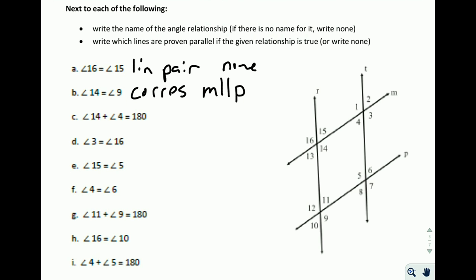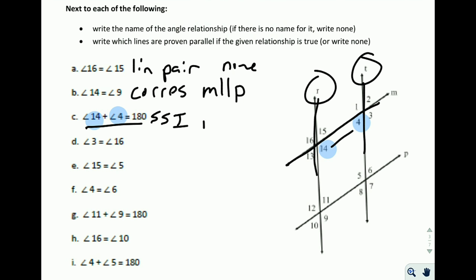The third set of angles here we have is 14 and 4, and we have 14 and 4 right here. Those two are on the same side of this transversal, and they are interior to the potentially parallel lines. So we would call that same side interior. Same side interior angles are supposed to be supplementary. They're supposed to add up to 180 degrees, and the statement says, hey, it does. So that means this transversal cuts across these lines, line R and line T. So R and T are made parallel by this.